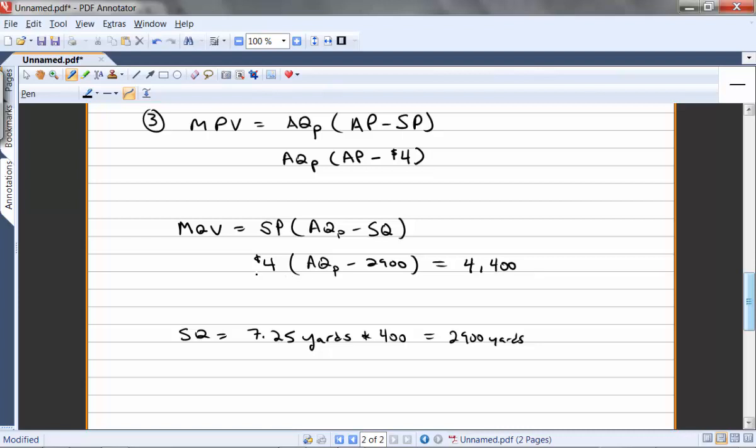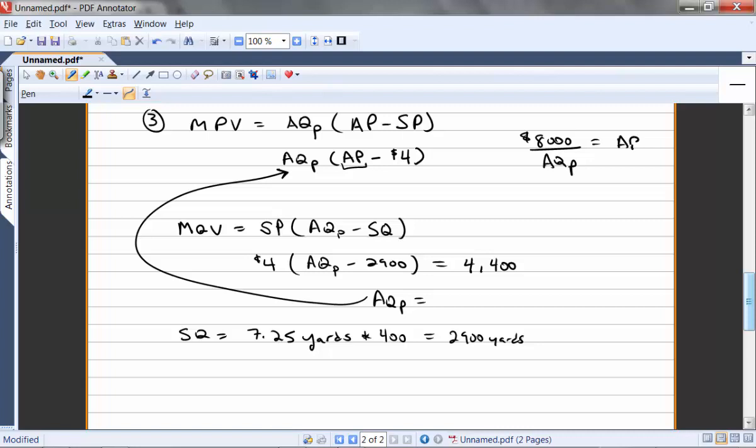So we can solve this equation here for AQP, and that'll tell us what we actually purchased, the number of yards of materials we purchased. And we can take that and put it right here. And then all we have left to solve for is how much did we pay per yard. But we know we spent $8,000 in total for direct materials. And if we divide it by how many yards we purchased, that'll tell us what we paid per yard.